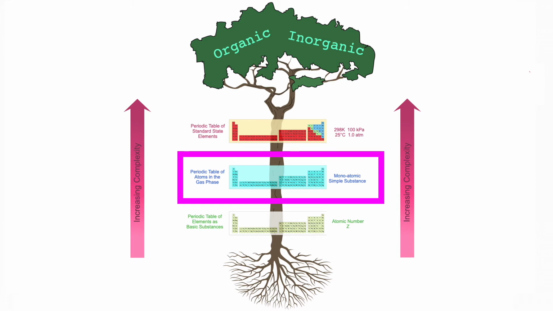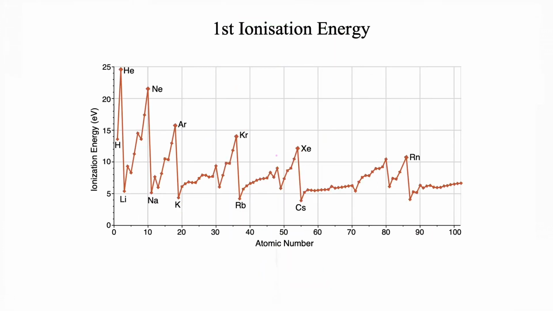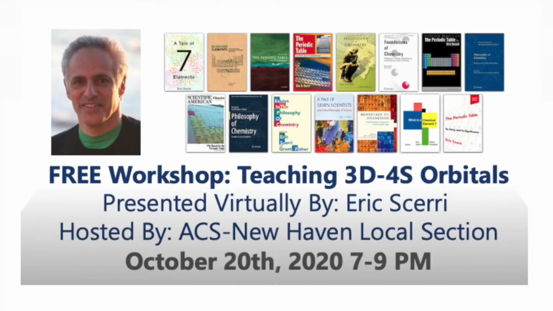This is the simplest possible state that atoms can exist in. Obviously the group 18 elements, the noble gases, exist in this state naturally. Other elements have to be induced into this state. This is the state of atoms from which we determine first ionisation energies.